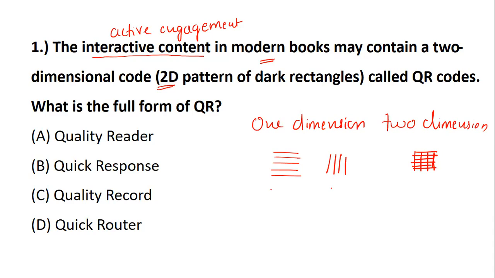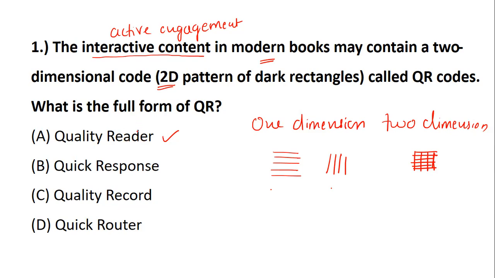I hope everyone is clear with the question now. In this question, they are asking about these QR codes. What is the full form of QR? Do we call it quality reader, quick response, quality record, or quick router? Let's see the options first. I'll explain the options, then you can come to the answer. It will help you to come to the answer.